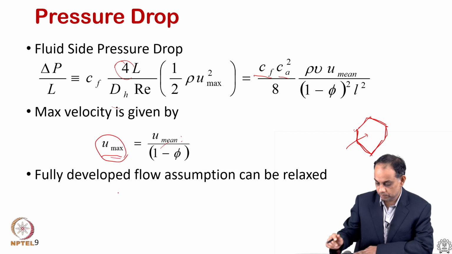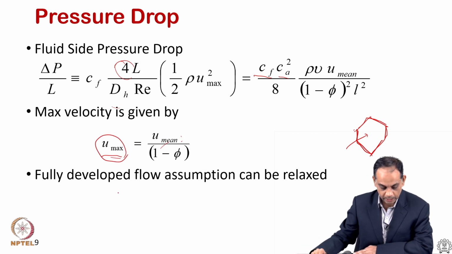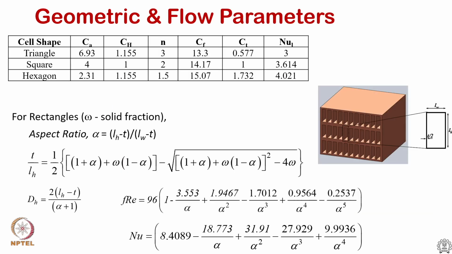So, then using the expressions as we discussed, it can be relaxed, and the table here gives you the square. It is equally valid for rectangle as well as for square, the parameters Ca, Ch, N, Cf, Ct, and these are all used in the expressions developed so far. For rectangles, the thickness and the fRe Nusselt number relationship are given here.